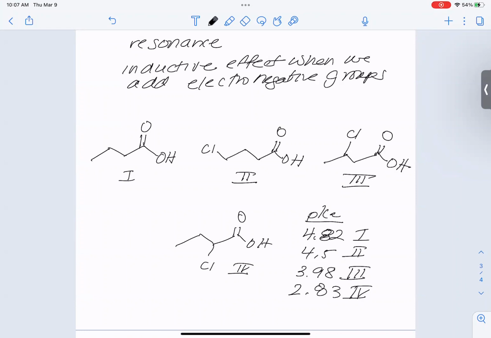You add the electron withdrawing chlorine. Okay, you increase the acidity. If the chlorine is closer, you increase the acidity, and here it's the closest. Okay. That should be review. We did this in the fall, the inductive effect.